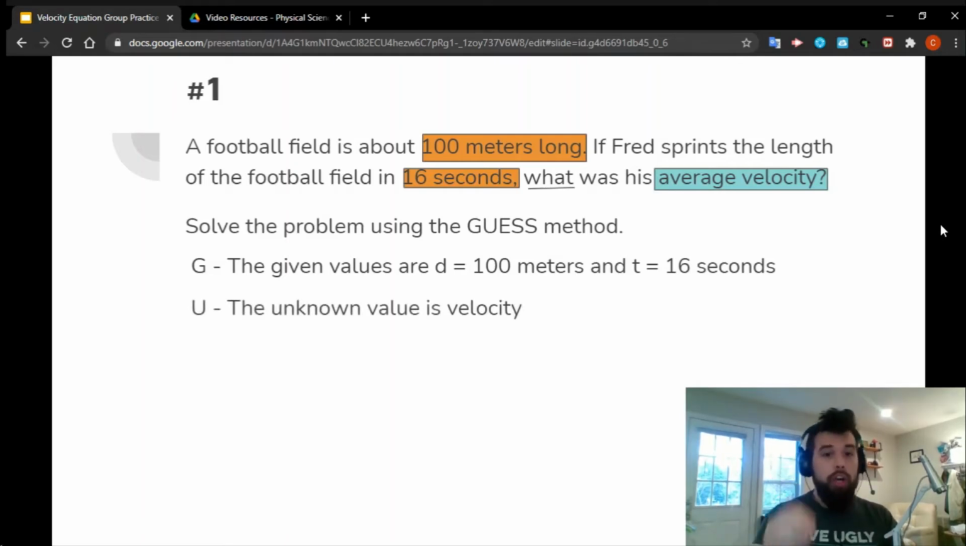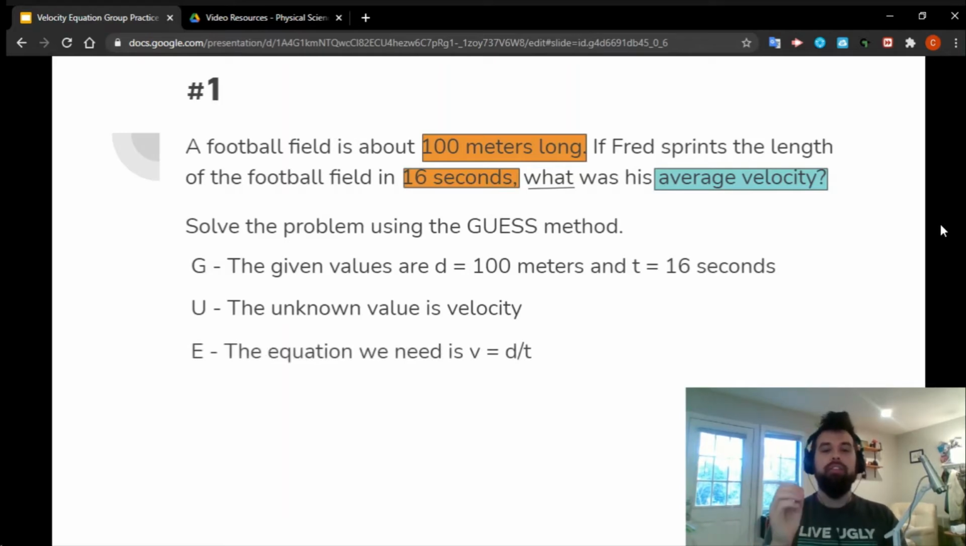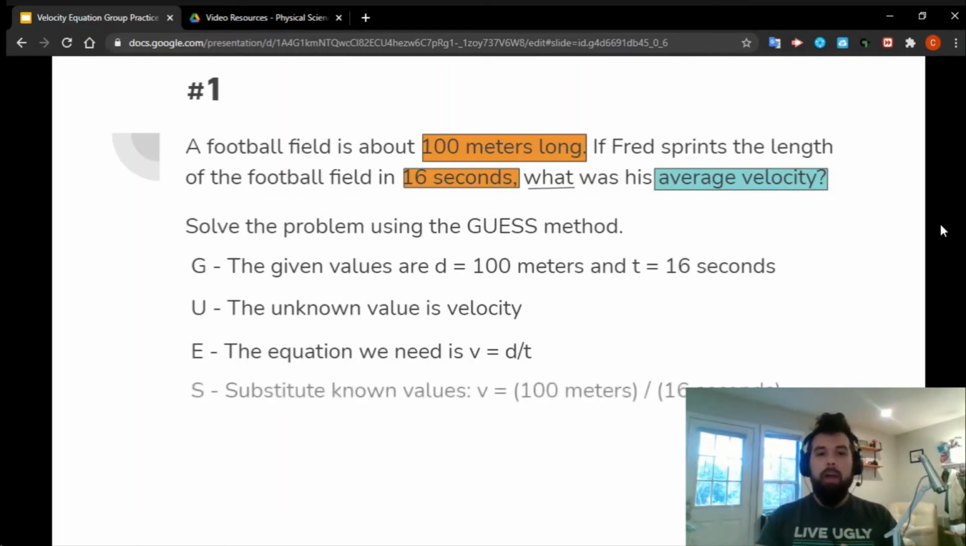So my unknown value is velocity. Now I need to pick an equation. I've only got one right now. So it's V equals D over T. And once I have that, I'm going to substitute those values in.